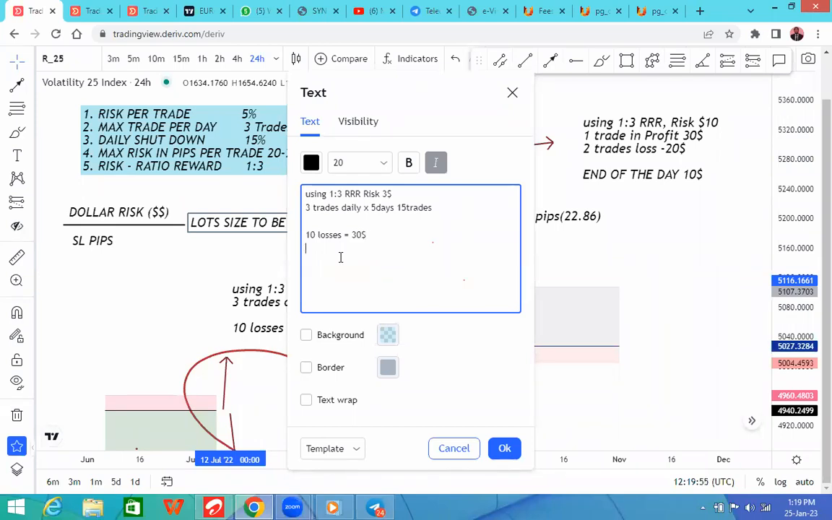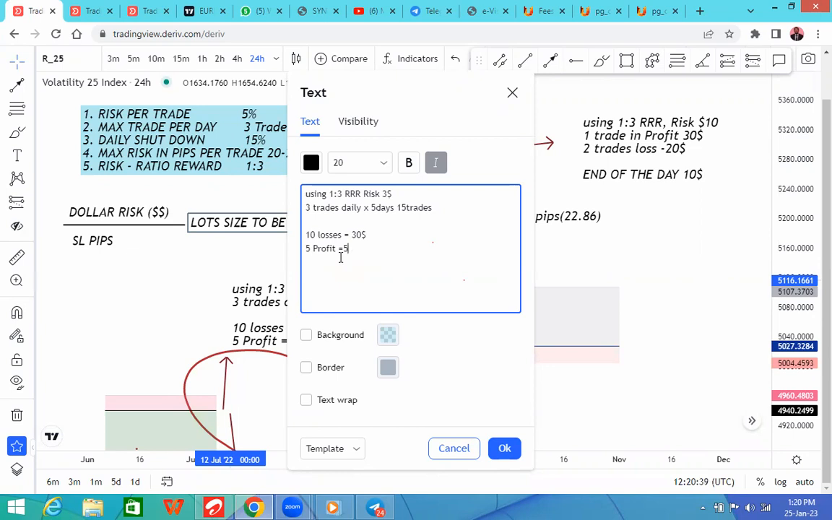Somebody is following me. Please, let's go. I lost 10 trades in a week. And I made 5 trades, 5 trades went in profit. So remember it's 1 to 3. So we are risking $3 and making $9. We are risking 1 and making 3. We are risking 5 and making 15. So I'm risking $3. So 5 trades went my way.